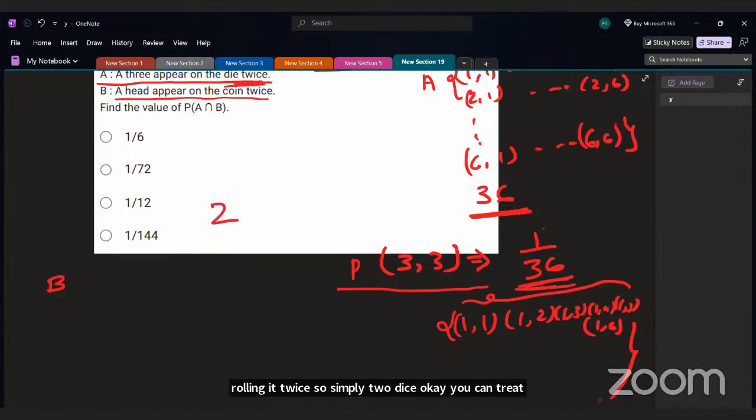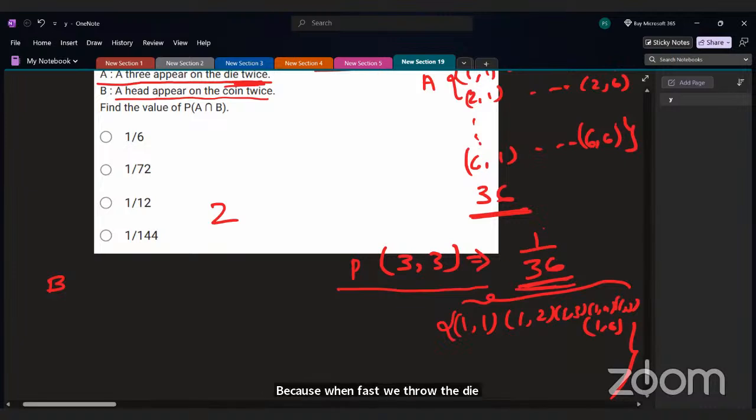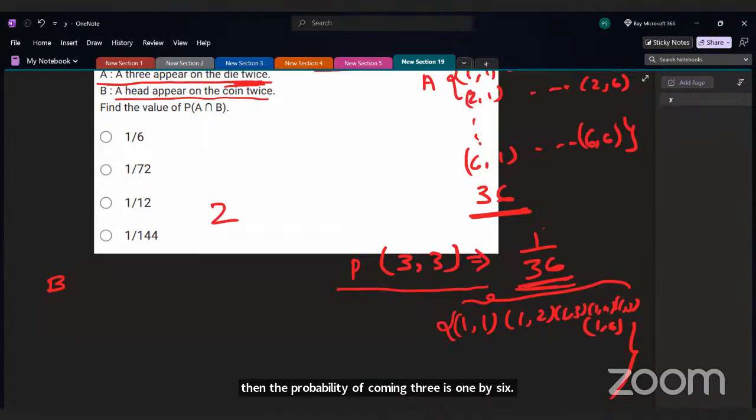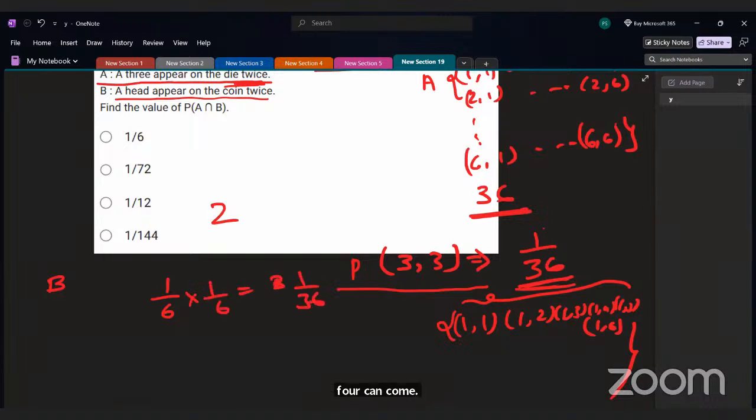We are rolling 2 dice. We can treat this as like, the probability can be 1 by 6 into 1 by 6, right? Why 1 by 6, 1 by 6? Because when we first throw the die, the probability of 3 coming is 1 by 6, because there are 6 possibilities: 1 can come, 2 can come, 3 can come, 4 can come. So 1/6, 1/6. That will be 1/36 only again. And even if you do it that way, this will be 1/36 only.